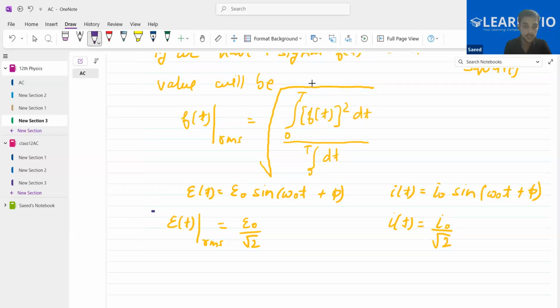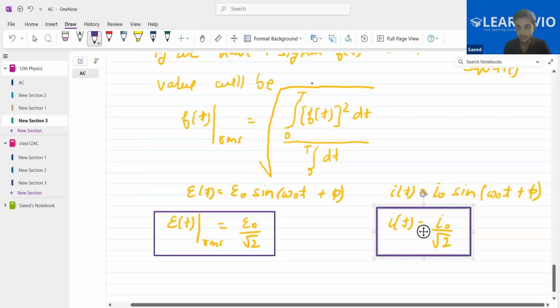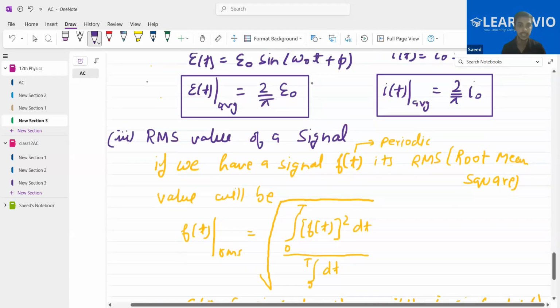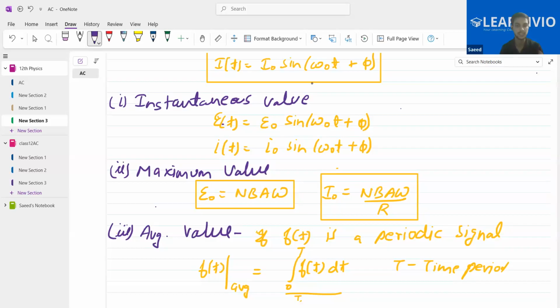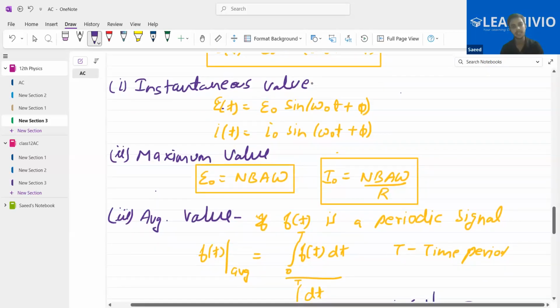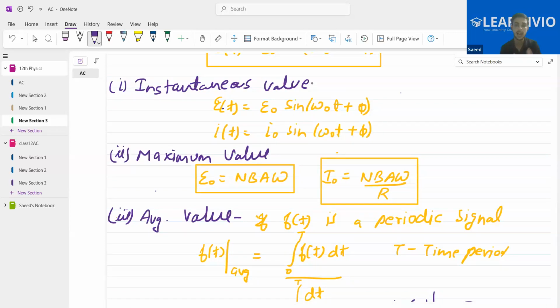I'll give you a live example of this. Can you see this too? Whenever someone asks, why had we defined it? The instantaneous value is not a proper way of telling anybody about our signal, using E naught sine omega naught t plus phi and all. The maximum value does not tell us anything either, that the maximum value is I naught. It also doesn't tell us how much the minimum value is.